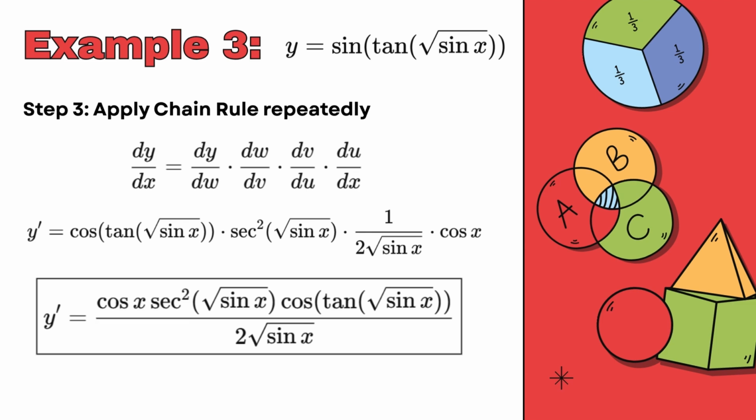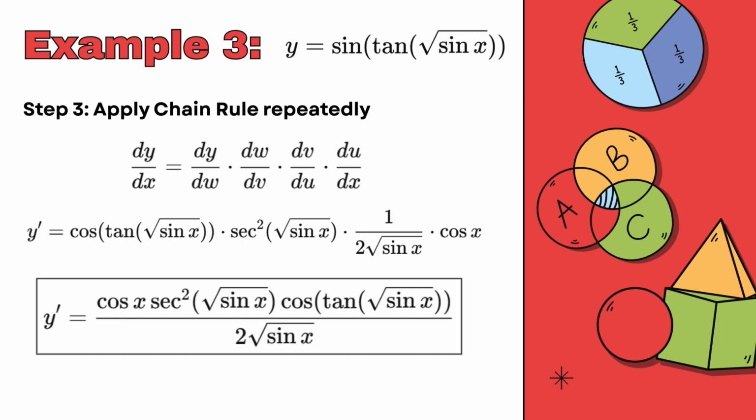For step 3, we apply the chain rule repeatedly. Since the function is made up of several layers, we multiply the derivatives one after another. We write dy over dx equals dy over dw times dw over dv times dv over du times du over dx. Now, we substitute the derivatives we found earlier. So y prime equals cosine of tangent of square root of sine x, times secant squared of square root of sine x, times 1 over 2 square root of sine x, times cosine x.